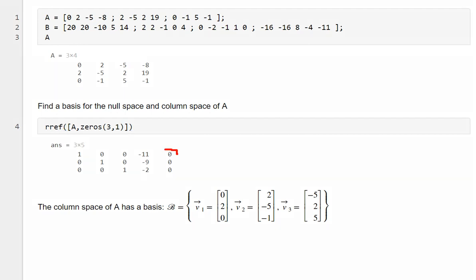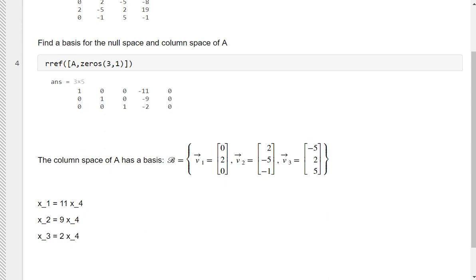So notice what happens. The reduced row echelon form is the same. It's just tacked on the zero vector. And so now I just find the solution set in vector form, and I'll have one vector per free variable, so that vector will be the basis for the null space. Just solving this, we can see that when I move the 11 over to the other side of the equation, x sub 1 equals 11 x sub 4, and then x sub 2 equals 9 x sub 4, and x sub 3 equals 2 x sub 4.